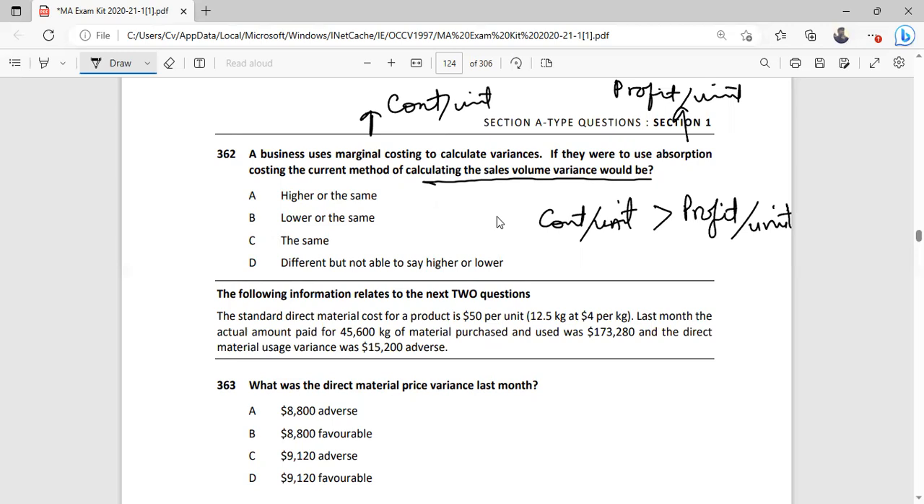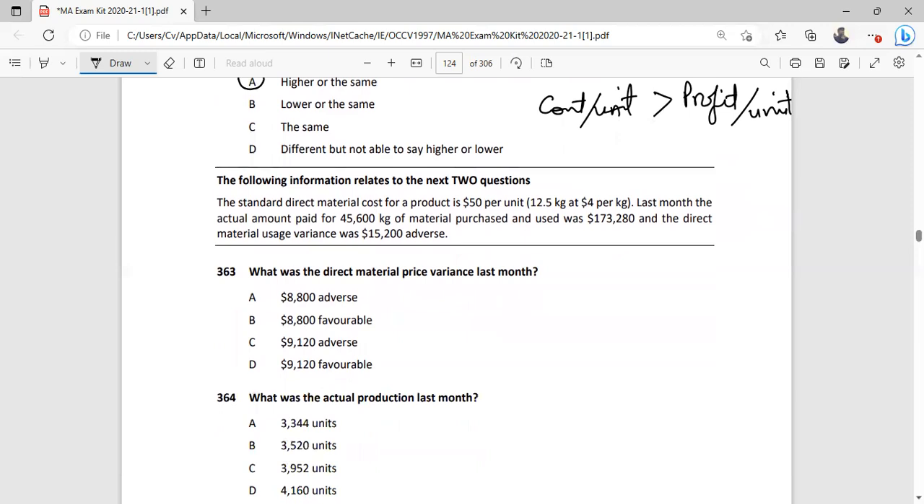That's why, if we were to use absorption costing, the current method, which is marginal costing, would be higher, or the same only if there is no fixed cost. If there is no fixed cost, then contribution and profit per unit will be the same, but usually we have a fixed cost. That's why contribution per unit is always greater than profit per unit.